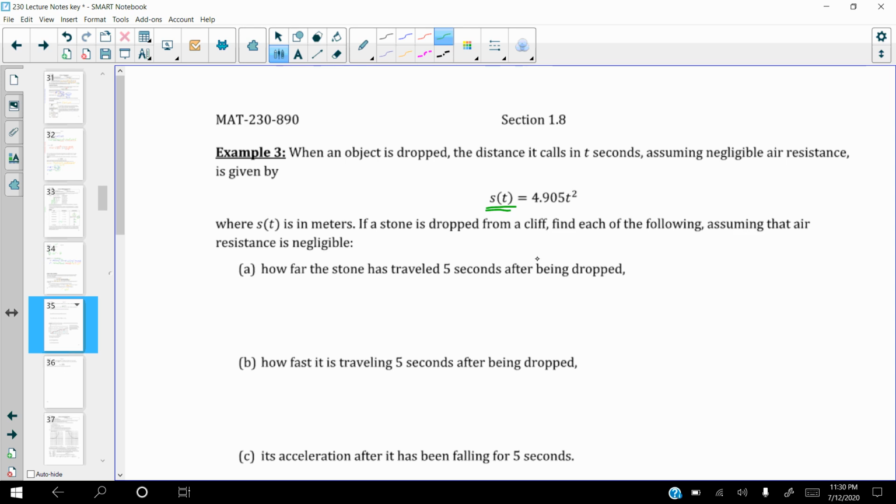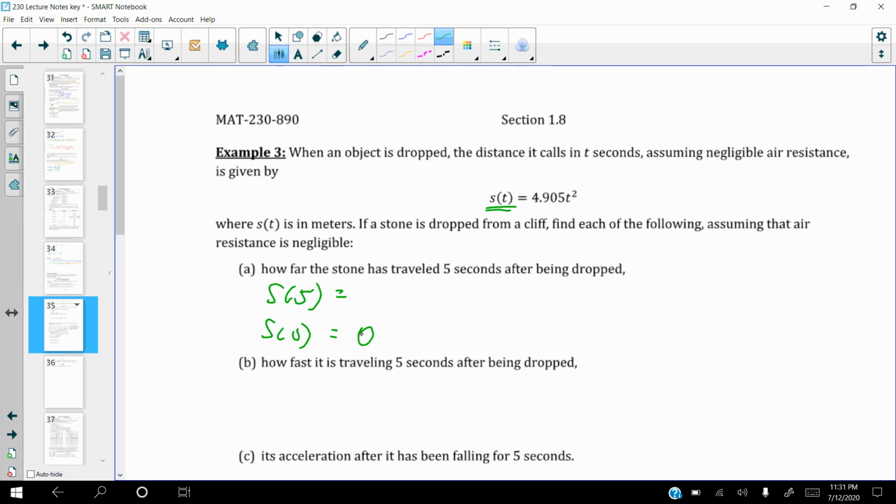So if we want to know how far the stone has traveled, basically we want to know where it was when it started, where it is at 5 seconds, and then figure out how far the distance changed. So what we really want is S of 5, and we want S of 0. Well, S of 0 is easy, because if I plug 0 in for t, I'm going to get 0. So we're going to call whatever this thing is place 0.